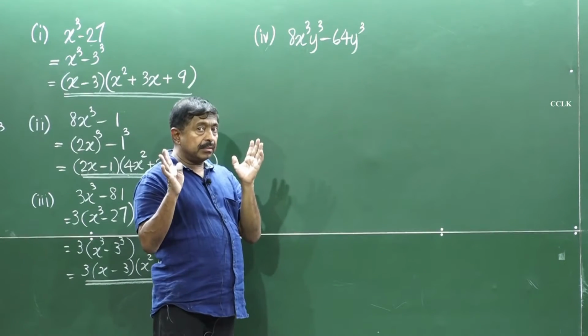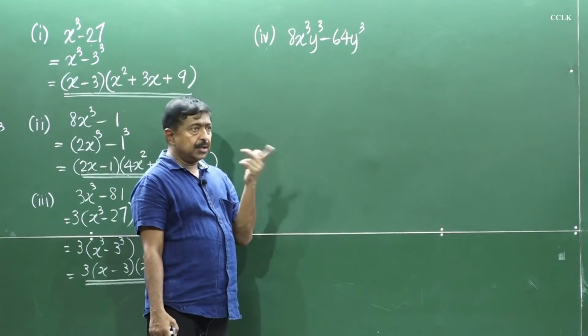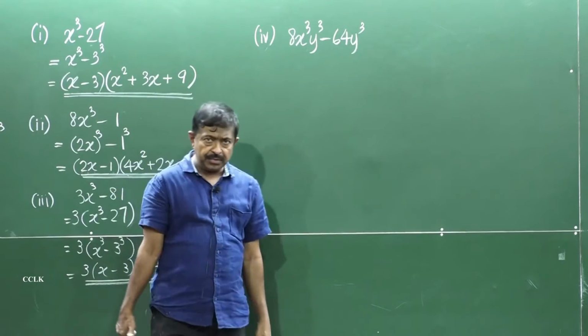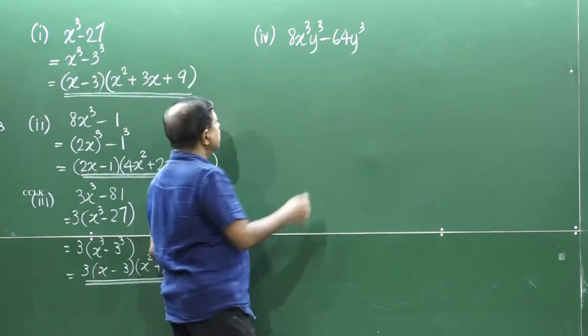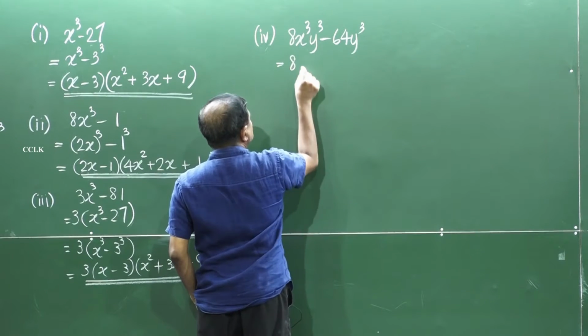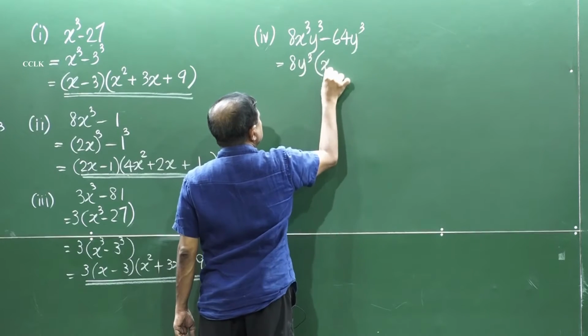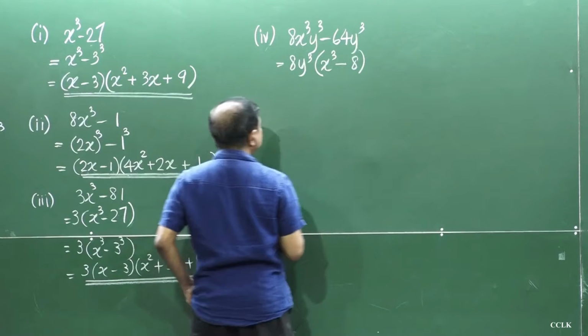But don't rush through, just wait. If you have a common factor, you have to pull it out at first. No matter what the form of the expression you have, the rule of thumb is you pull out the common factors first. 8 is common, in numbers 8 is common, y cube is common, that leaves x cube and 8 in the bracket, x cube minus 8.